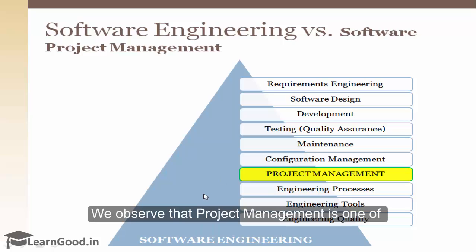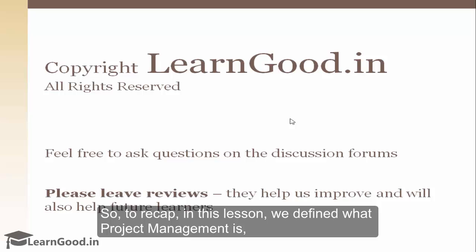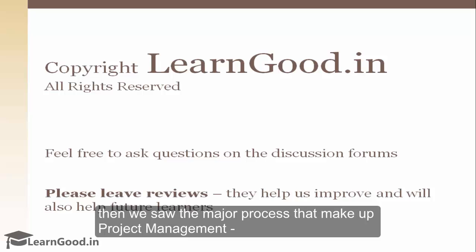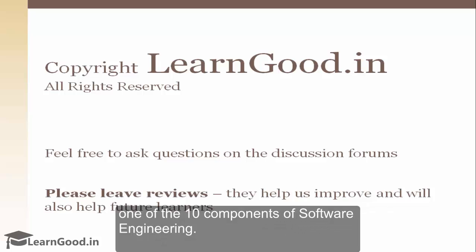We observe that project management is one of the 10 major components of software engineering. However, project management requires that all of the other 9 disciplines are properly delivered. So, to recap, in this lesson, we defined what project management is, then we saw the major processes that make up project management, and we finally saw how project management is one of the 10 components of software engineering.